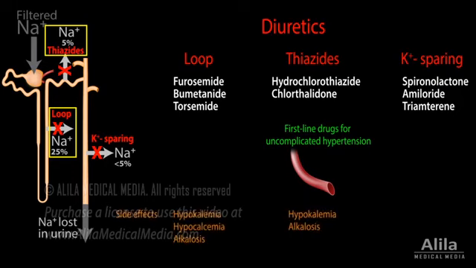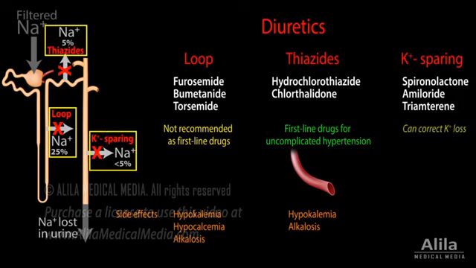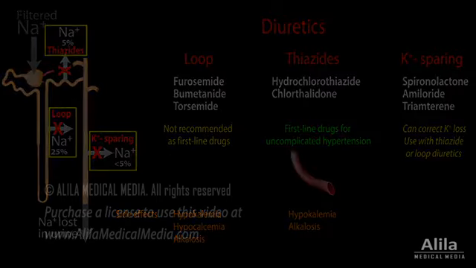The two classes produce similar side effects, but the side effects are more severe with loop diuretics. Potassium-sparing diuretics act mainly in the collecting duct and have only a mild diuretic effect, but they can compensate for the potassium loss induced by other diuretics and are therefore commonly used in conjunction with thiazide or loop diuretics.